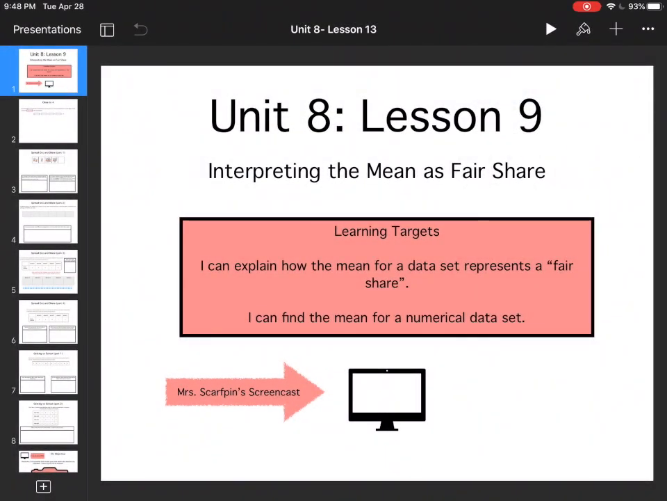Unit 8, Lesson 9, Interpreting Mean as Fair Share. So fair share is equally splitting things up. You can explain how the mean for the data set represents fair share, and that you can find the mean for a numerical set of data.